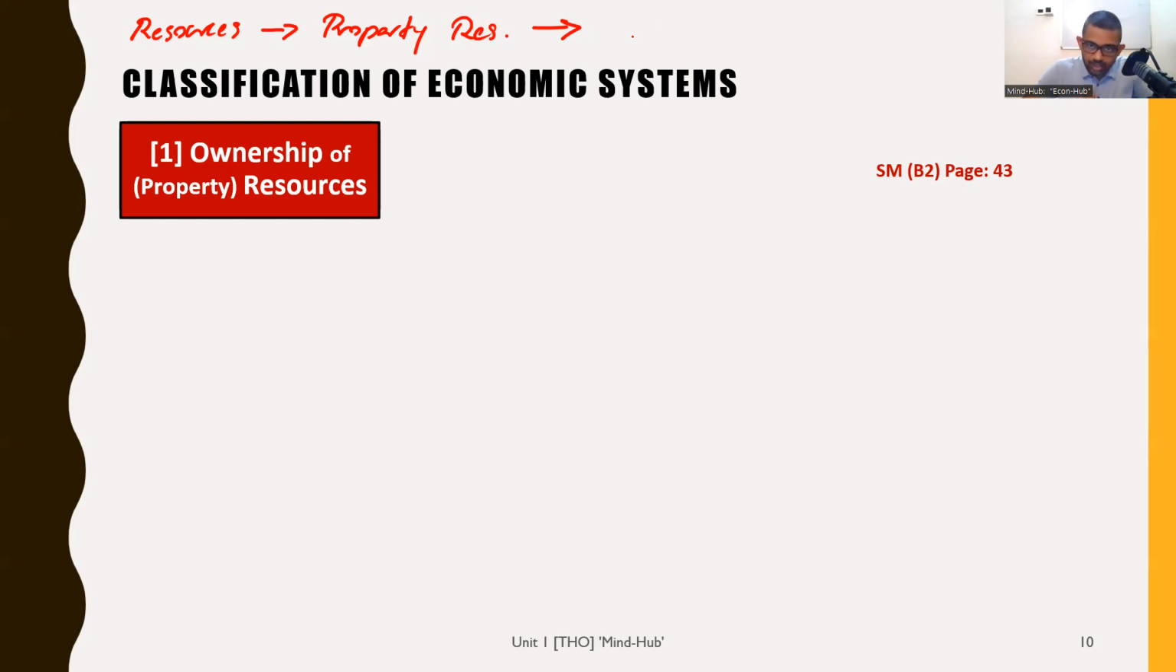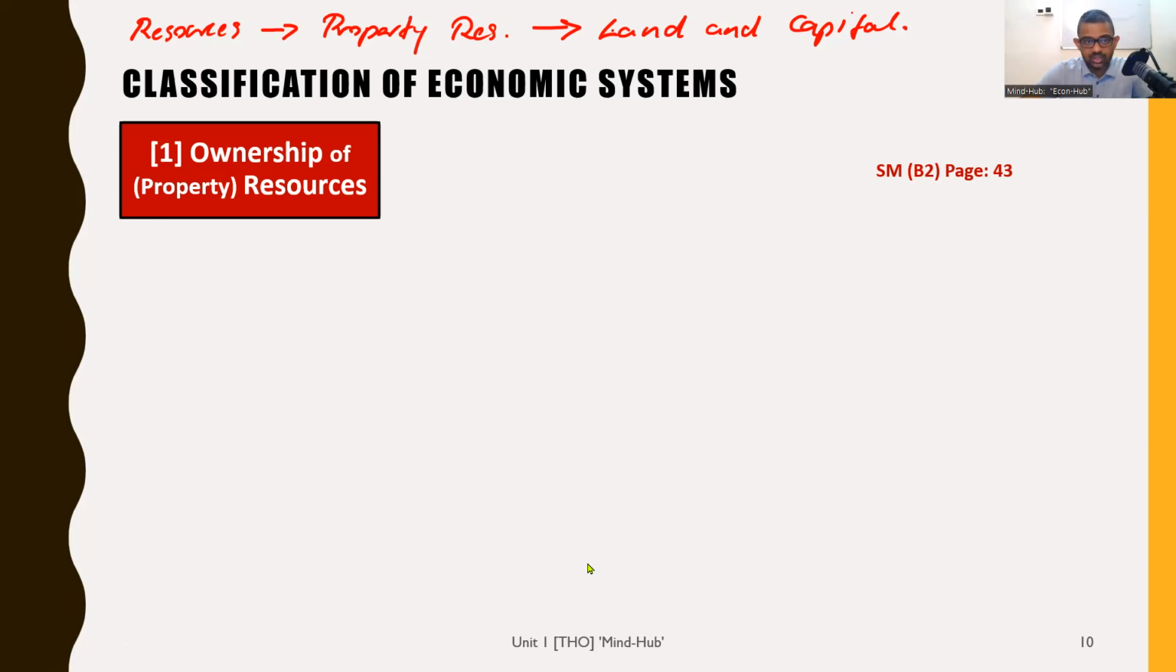But mainly what should come to our mind always is land and capital. You have learned this. Those are the main property resources, because labor and entrepreneurship were identified as human resources. So land and capital is what we identify as property resources, both land and capital.